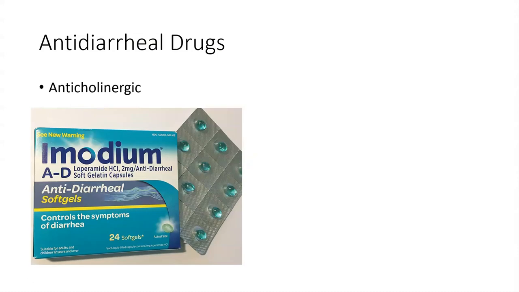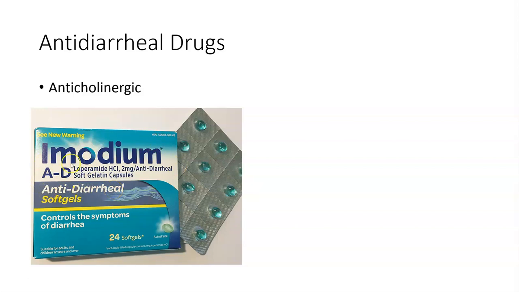So in antidiarrheals, we have anticholinergics. These slow the peristalsis or the movement, and these are classified as anticholinergic. They block acetylcholine. The class of drug is also sometimes referred to as an antimotility agent. Loperamide is one of the drugs. This is known as Imodium. In the over-the-counter, it's Imodium AD for antidiarrheal.